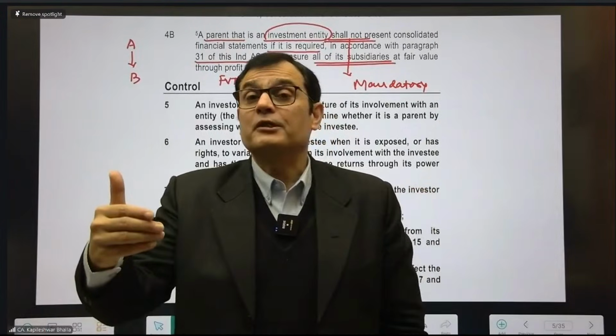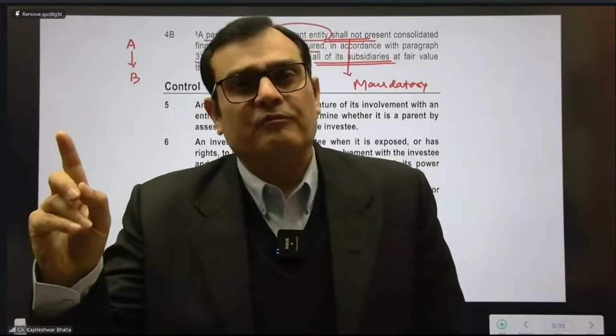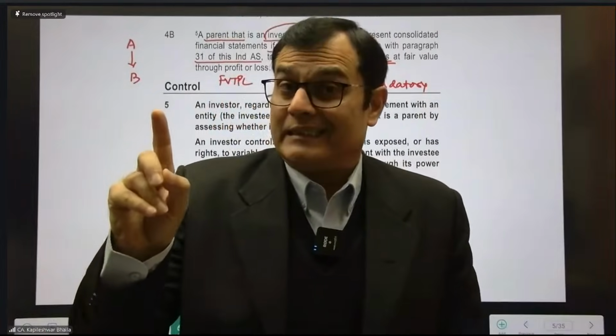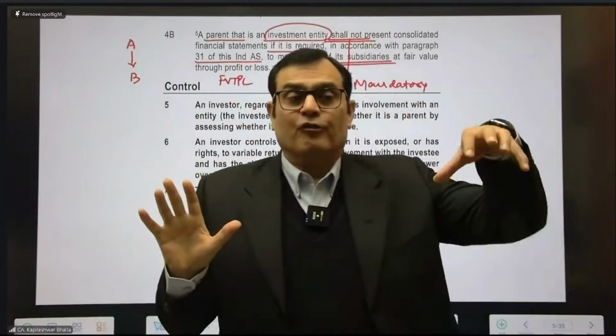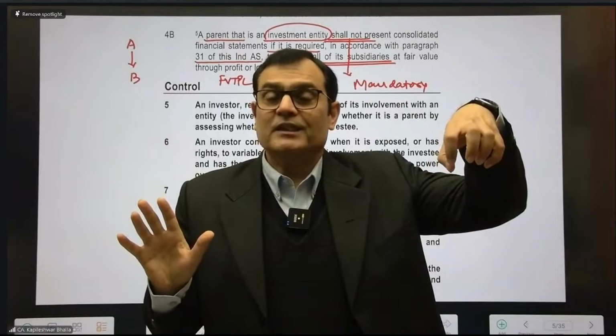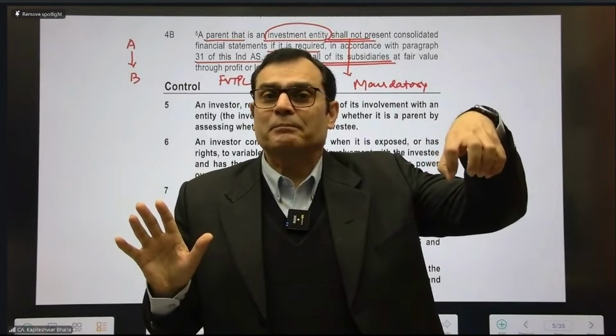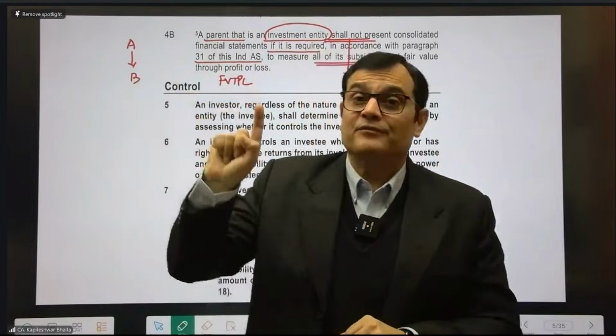Para number 4B can trigger even if there is no chain. So does para number 4B trigger if there is a chain? Yes, it can. But one thing is very clear, 4A can trigger only if there is a chain. If it is a simple case of A and B, para 4A cannot trigger. But para number 4B can trigger even if there is no chain.